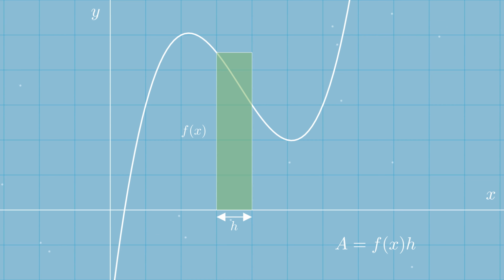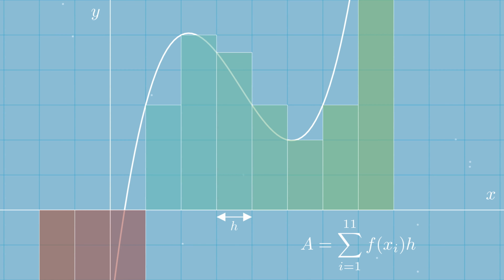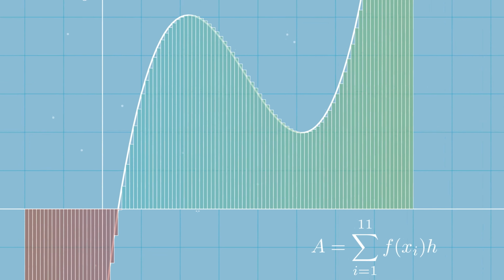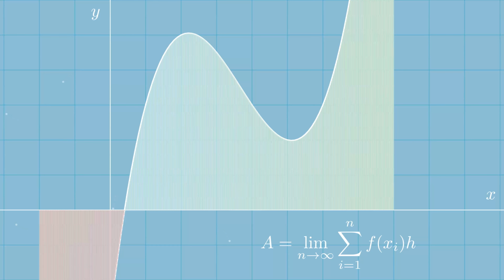Finally, to find the area under the curve from -1 to 4 as before, we just use a sum of rectangles from i equals 1 to 11. In our example, we'd have x1 being -1, x2 being -0.5, and so on up to x11, which is 4. And when we take f of x i, what we're doing is just finding the height of each rectangle at each x value. Just like before, we get a pretty good estimate, but we can easily do better by making h smaller. Now we take the limit as n approaches infinity, so that we use more rectangles and have less under and over estimations.